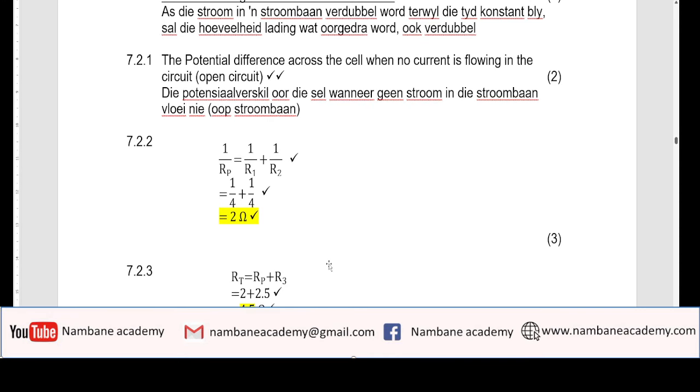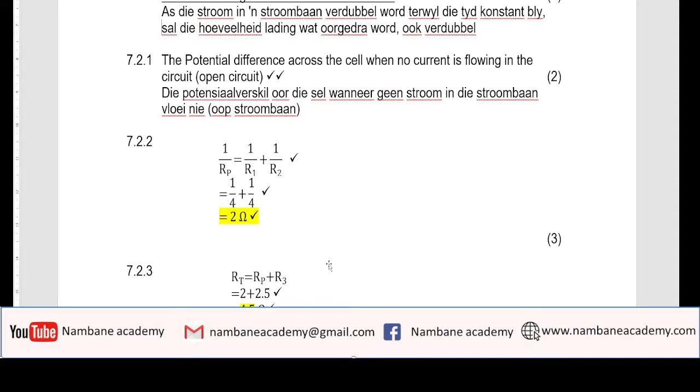7.2.2, calculate the effective resistance of the parallel resistors. The formula states how many resistors are in parallel, which is 1 over RP equals 1 over R1 plus 1 over R2, 1 mark for the formula. For the substitution, it's 1 over 4 plus 1 over 4. And the correct answer with the unit is 2 ohm. You will also see there is a highlighted answer. So if you worked it out correctly, there's a change in the answer.